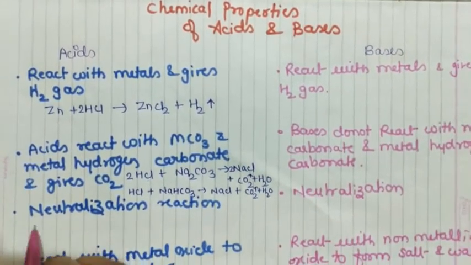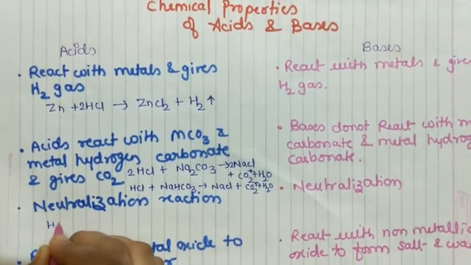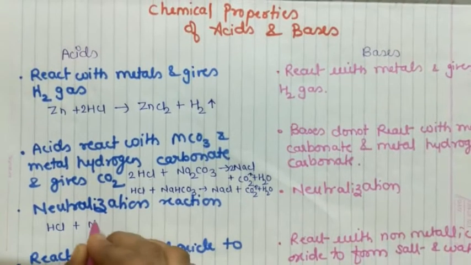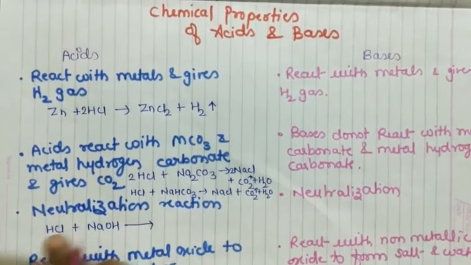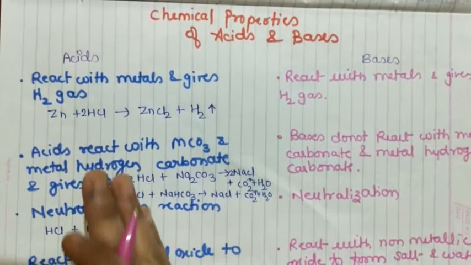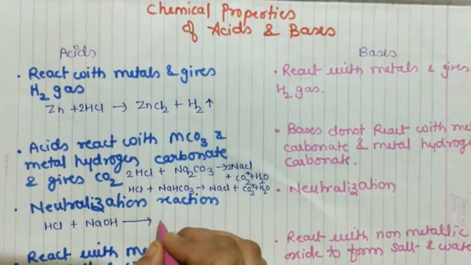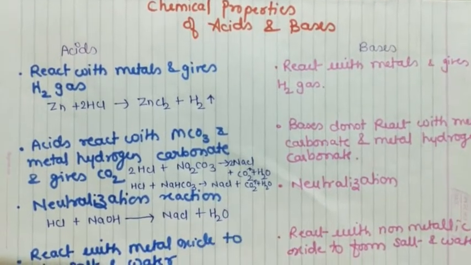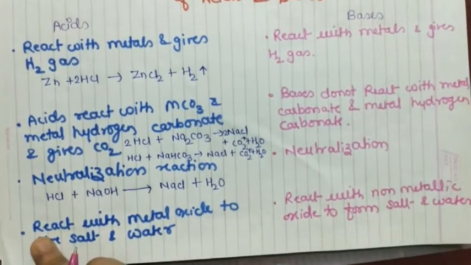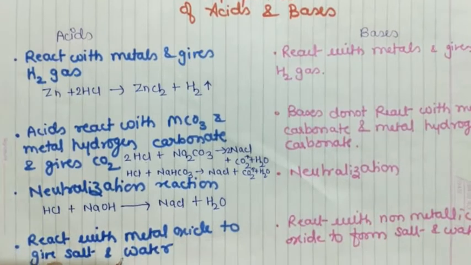Next is your neutralization reaction. It is very easy. Whenever acid and base react with each other, it is also a chemical property of acid to react with base. Then what will happen? It will form salt and water. And if we talk about the reaction of these acids with metal oxides, they will give you salt plus water.